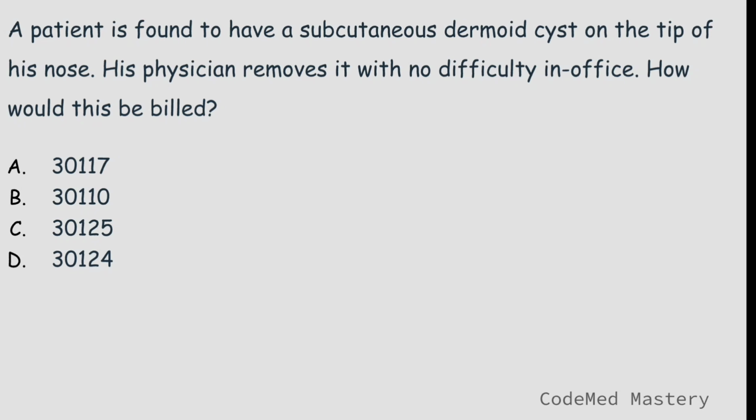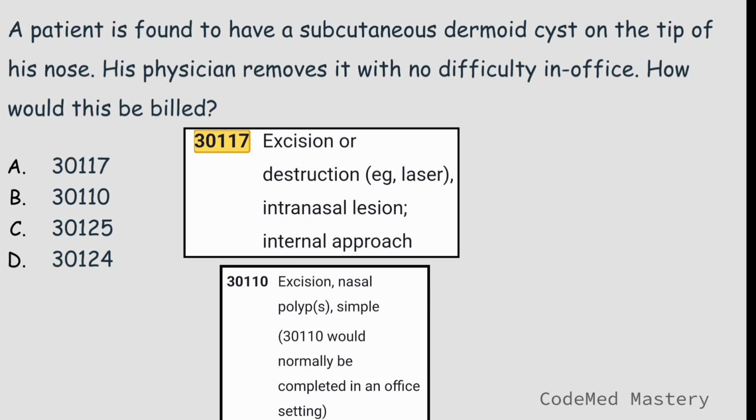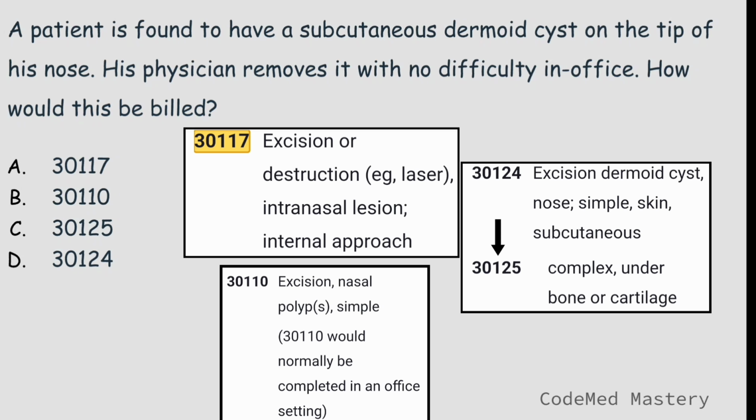Read the question. A patient is found to have a subcutaneous dermoid cyst on the tip of his nose. His physician removes it with no difficulty in office. How is this coded? Check option A 30117, excision or destruction, example laser, intranasal lesion, internal approach. Check option B 30110, excision nasal polyp simple. Option C 30125 is for excision dermoid cyst nose complex under bone or cartilage. Option D 30124 is for excision dermoid cyst nose simple skin subcutaneous.